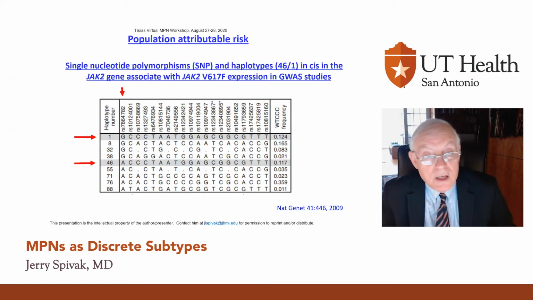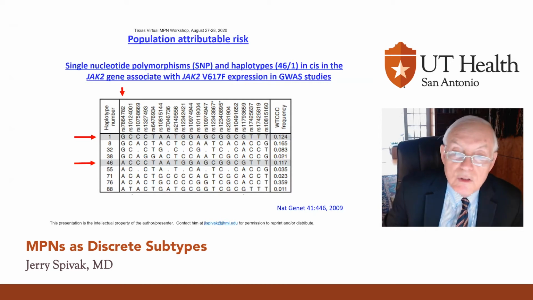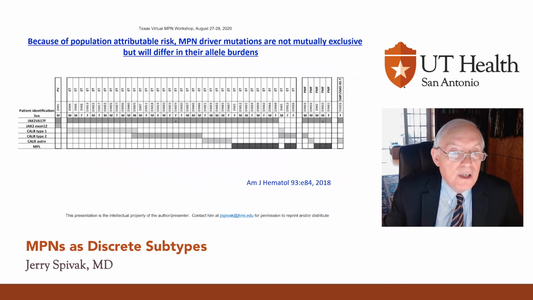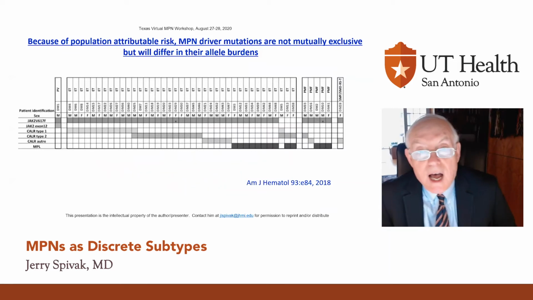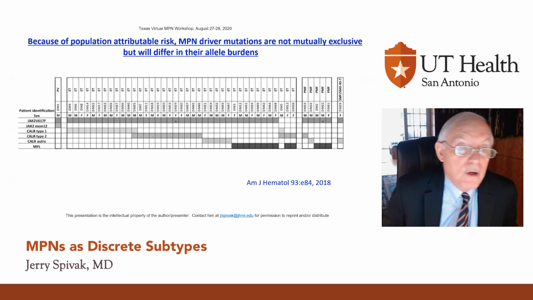I want to emphasize that patients with CALR and MPL may associate to a lesser extent with these haplotypes. And there are other haplotypes which cause patients to have a predilection to express any of the MPN driver mutations. Now, the importance of this is that because of this population attributable germline risk, MPN driver mutations are not mutually exclusive, but they will differ in their allele burdens, which is a very important concept.